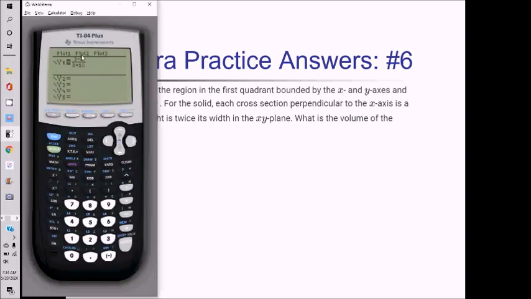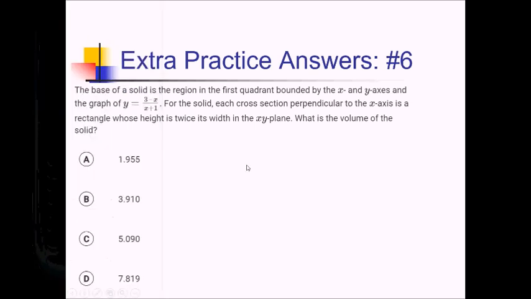So there's my function in my y equals. Let me do zoom 4 on this. So there's my area that these rectangles are popping out of, essentially, bounded by the y-axis, the x-axis, and this function we just graphed. So now, in order to figure out the volume of this thing, we're going to need an integral, which means we need to know the limits of integration, basically the left and right boundaries of that area that we just drew out.